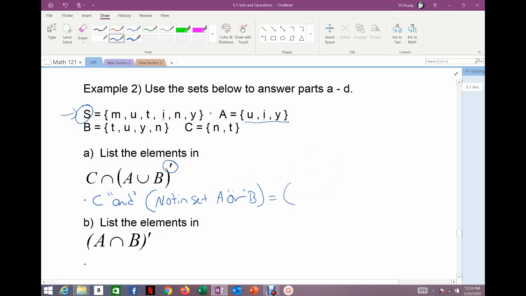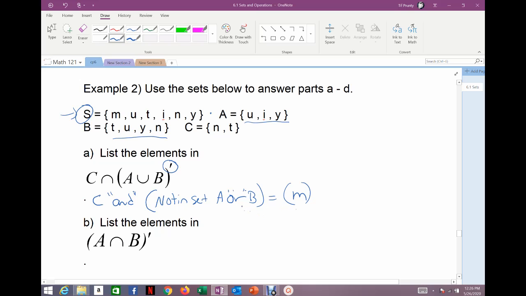So there's A, there's B. And the easiest way, I think, is to look at the universal set and go through it letter by letter and see if it's not in set A or B. Well, M is not in set A, not in set B. U is in both. T is in B, so it's not included. I is in A, N is in B, and Y is in both. So M is it. M is the only one not in set A or B.